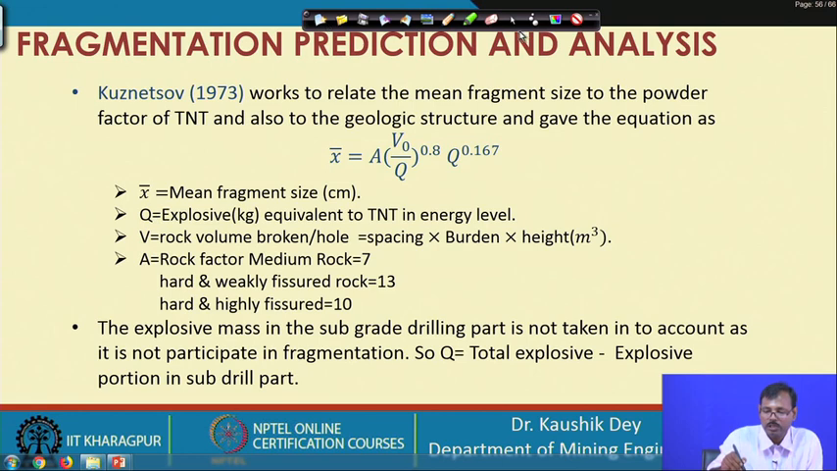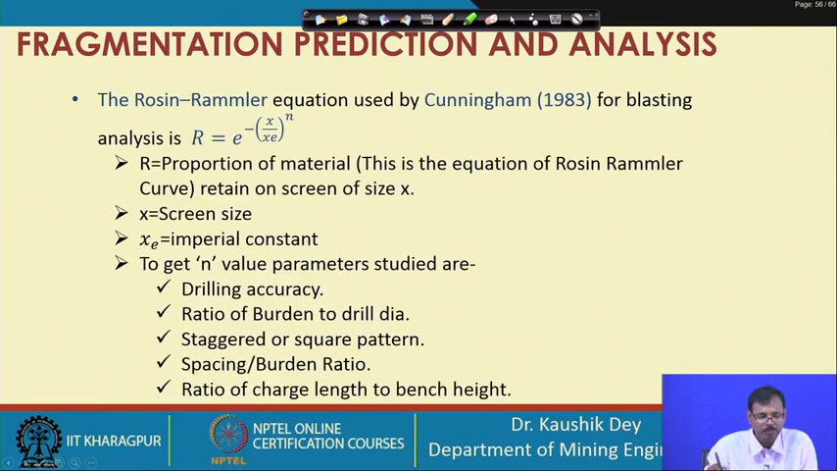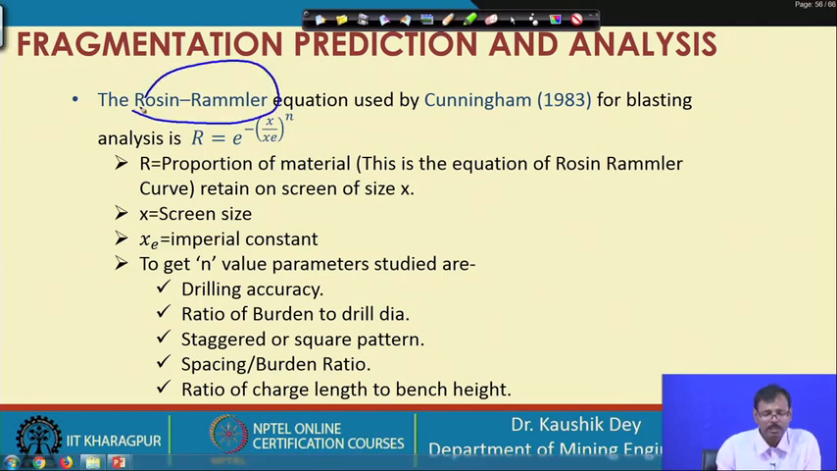So, this is the first model, which is given by Kuznetsov. This Kuznetsov model was given in 1973, and later on in 1983 the most popular model was given by Rosin-Rammler, where R is the proportion of material, expressed in terms of an exponential function. R is the proportion of material which may be retained on size x screen, using these two empirical constants.